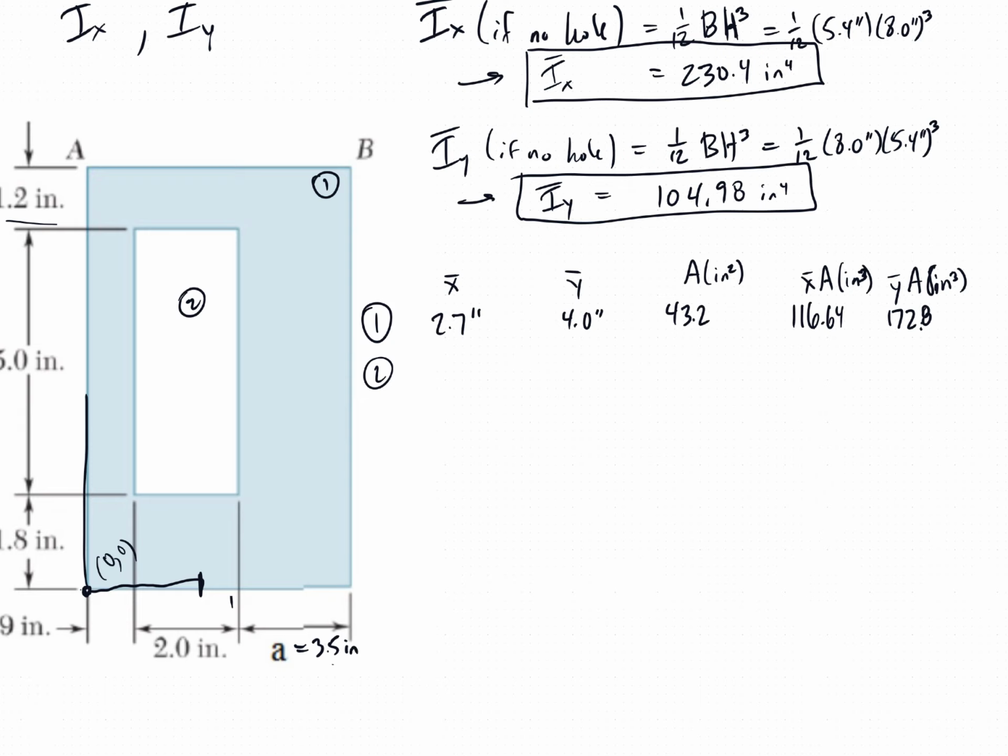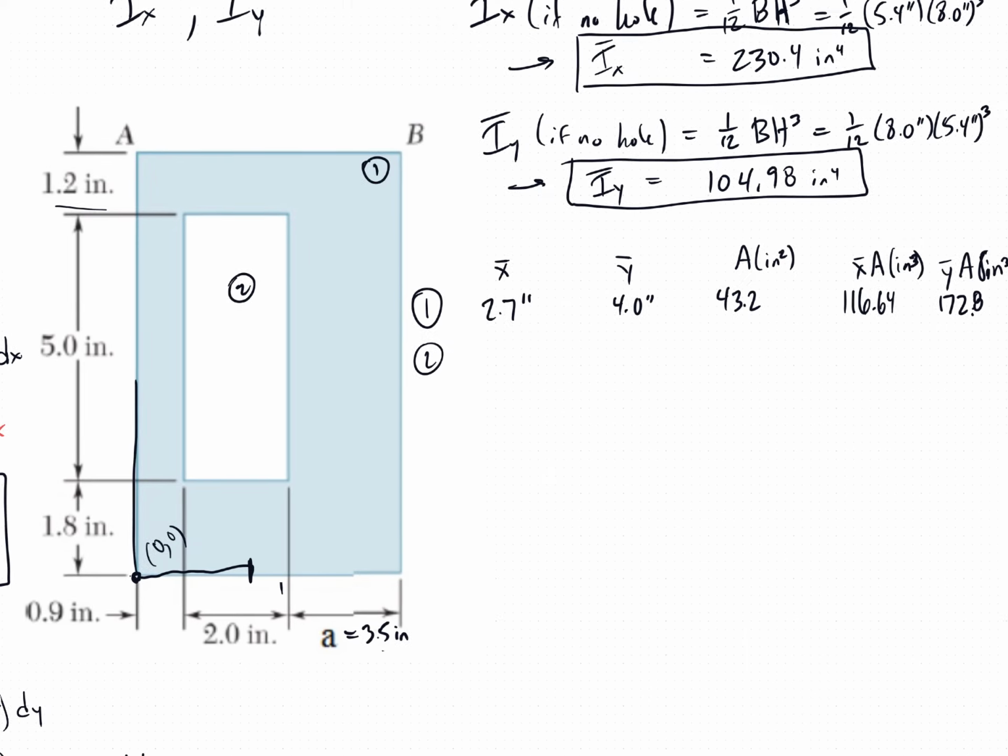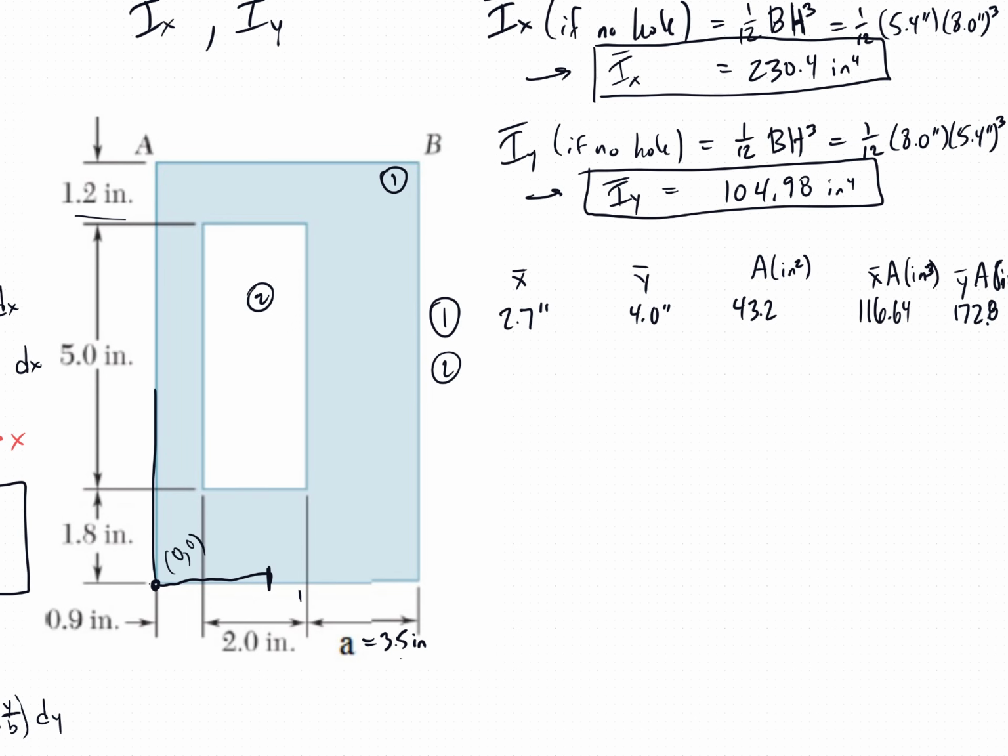And that's this little one right here, and it looks like it's 2 by 5, right? So let's see. Its x bar is going to be right in the middle here. So that's 1 from here to here, and then 0.9 from here to here. So it's going to be 1.9 inches. And its y bar is going to be right in the middle here. So it's 2.5 here, plus that 1.8. So that's 4.3.